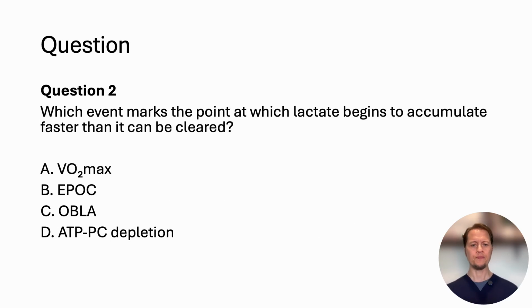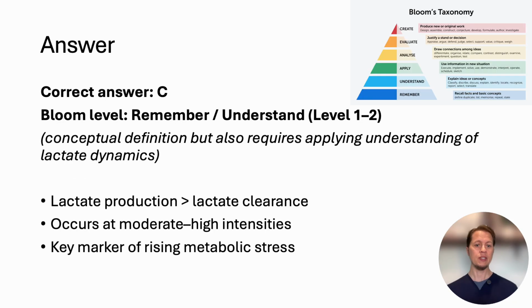ATP production. Question 2. Which event marks the point at which lactate begins to accumulate faster than it can be cleared? Is it VO2 max? Is it EPOC? Is it OBLA? Or is it ATP phosphocreatine depletion? And that answer is C. This is another kind of lower level, level 1, 2. This is the OBLA, onset of blood lactate accumulation, and that's defined as the point where lactate accumulation starts to outpace that clearance.